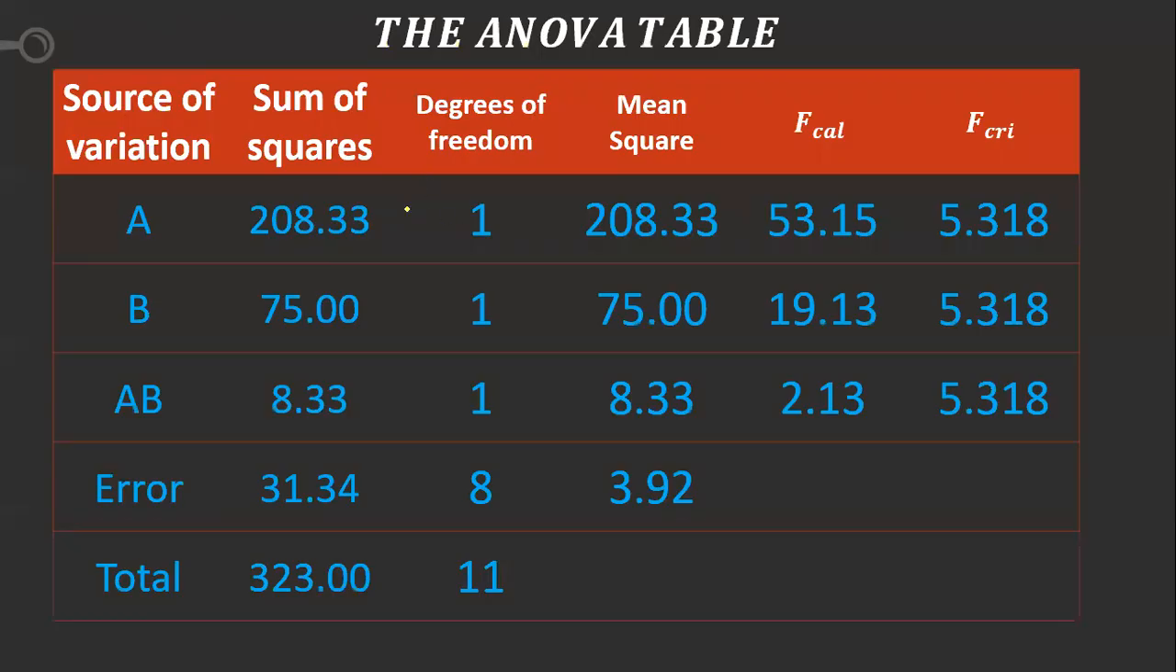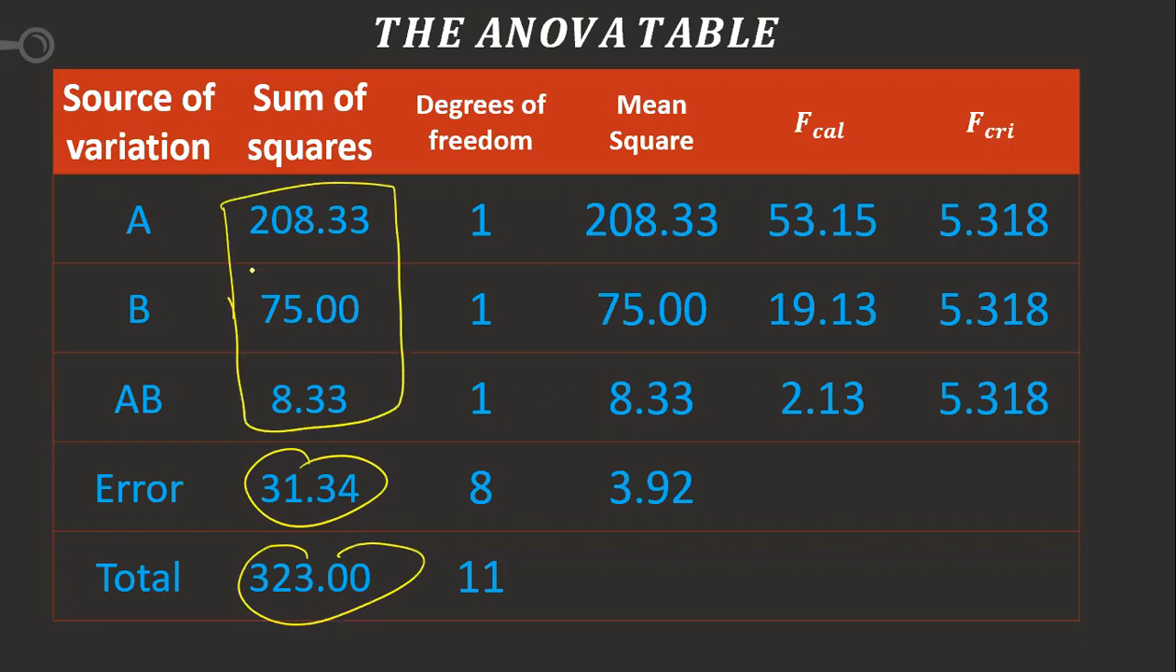So I'm going to fill in all the values. This is SSA, this is SSB, this is SSAB, this is SSE. Now this is SST. How has this SST come? I'm going to total all these values. Now how has this 31.34 come from 323? I add all these values and subtract them from this one. This 323 minus all these values, I'm going to add it and subtract it. So I'll get 31.34. That's what is given in the previous slide.